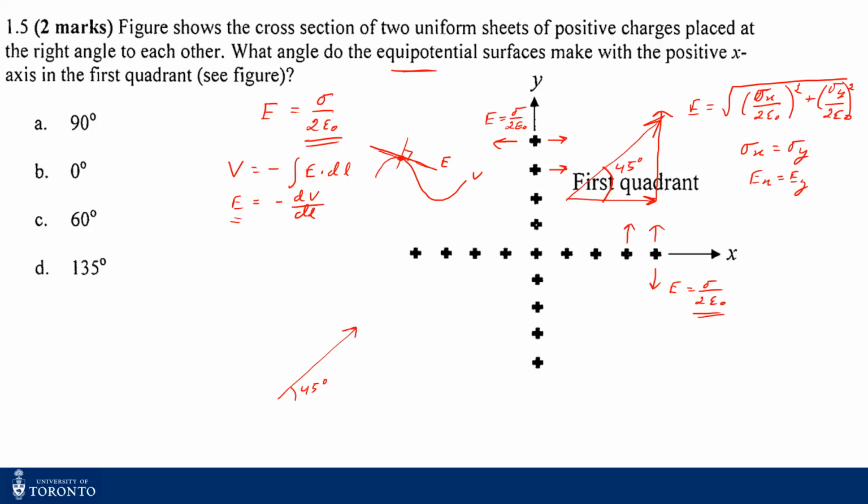And since my net electric field lines are 45 degrees with respect to the positive x-axis, my equipotential surfaces would be perpendicular to this, right? So with the positive x-axis, what's the angle my equipotential surfaces are making? 135 degrees, right? It's 90 plus 45. So therefore my option D is the correct option.